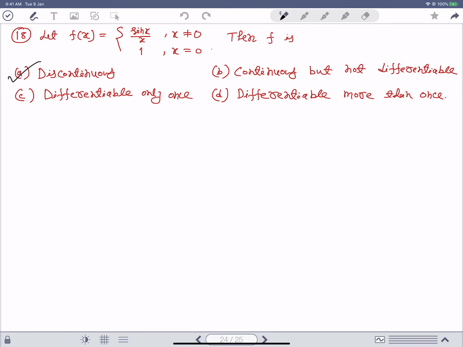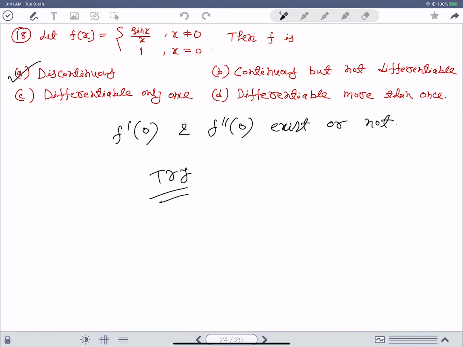So, we have to just check whether f dash 0 and f double dash 0 exist or not. So, we have to check only these two. Okay. So, just try this one. And you can find that actually this is true. So, it is continuous, right.